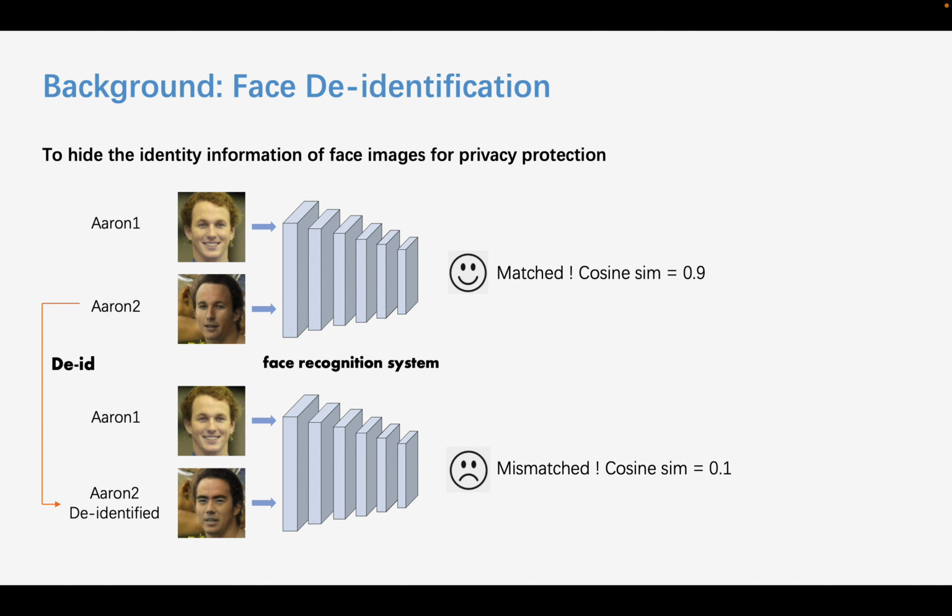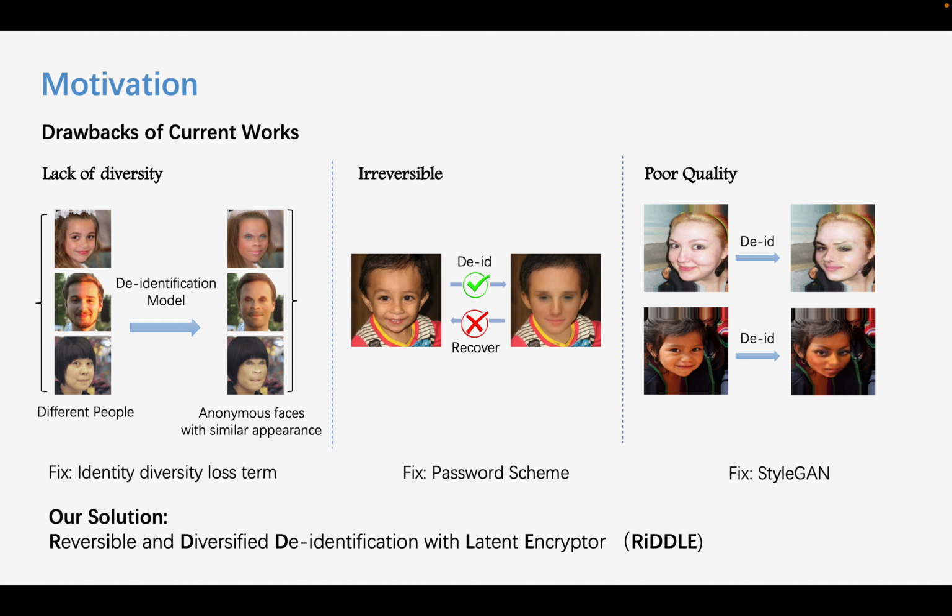Despite the progress that has been made, current de-identification methods have the following three drawbacks. The first is the lack of diversity. Many existing works tend to generate faces with homogeneous appearances for different people, which makes it easy for a hacker to realize that these faces are anonymized. Secondly, most of the previous works only pay attention to the process of de-identification and neglect the importance of identity recovery. Lastly, the image quality of current de-identification methods is still unsatisfactory.